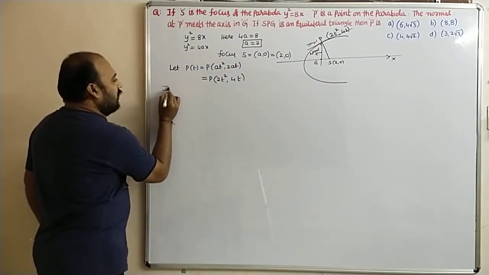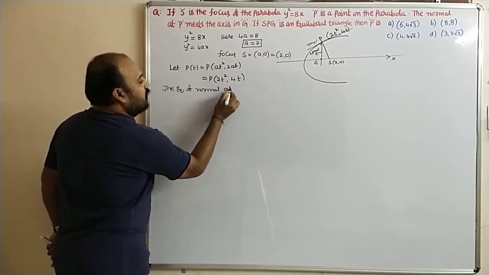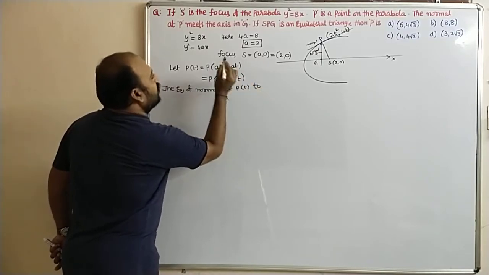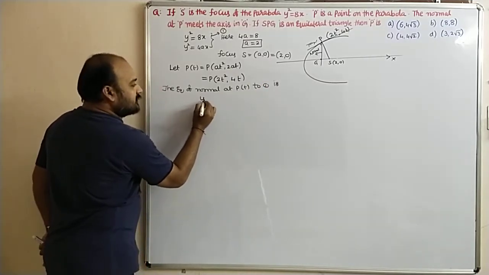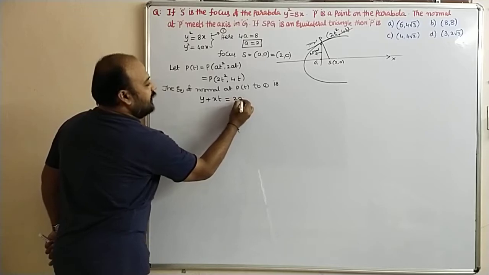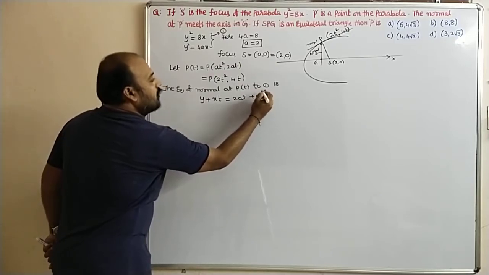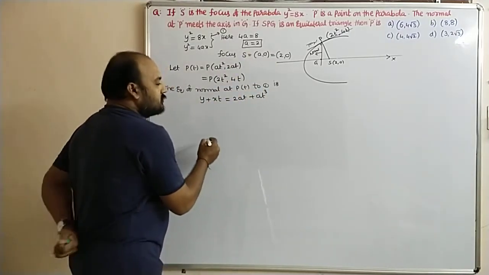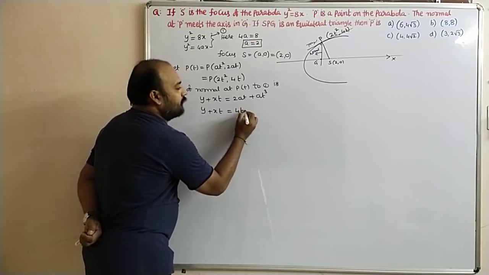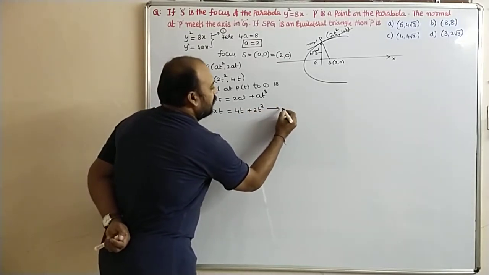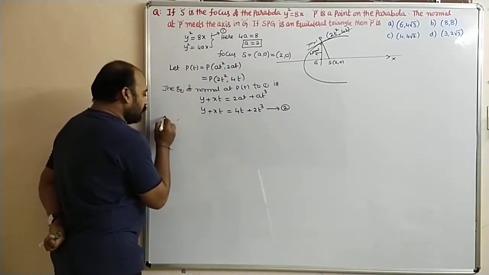The equation of normal at P of t, to the equation 1, is y plus xt equal to 2at plus at cube. In place of a, substitute 2 now here. So we will get y plus xt, a value is 2, 2 into 4, 4t plus 2t cube. This equation 2 meets the axis at the point G.